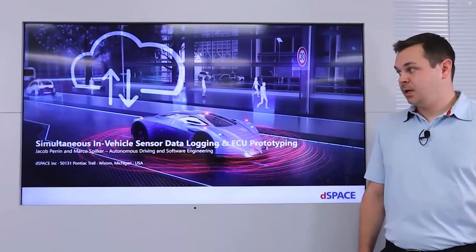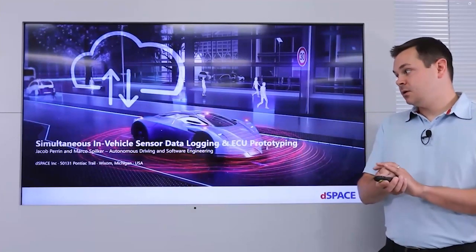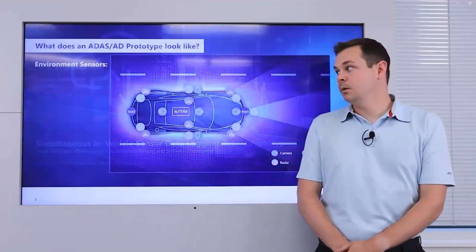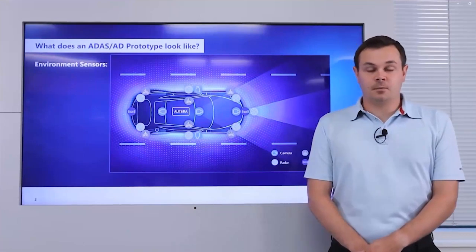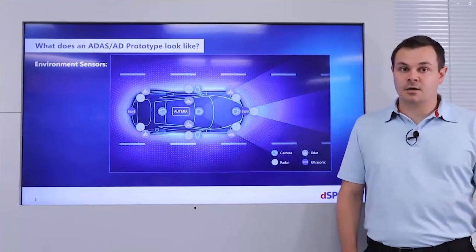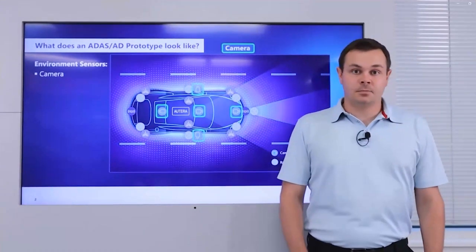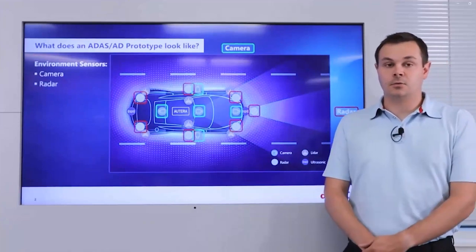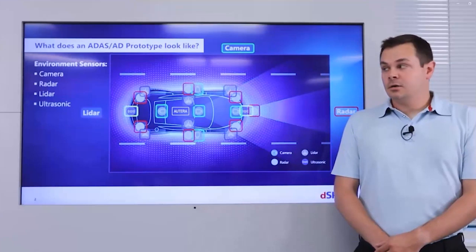And the topic of today's Learning Connection will be simultaneous in-vehicle sensor data logging and ECU prototyping. So we talk about sensors. What types of sensors are we talking about? What types of sensors are on an autonomous vehicle? The first sensor type is going to be your cameras. These are going to be around the vehicle in addition to your radars, LiDARs, and occasionally ultrasonics.